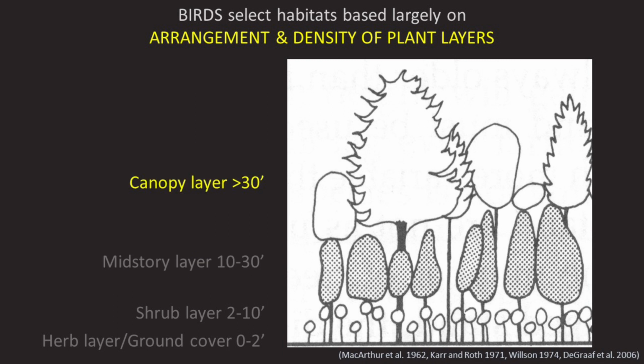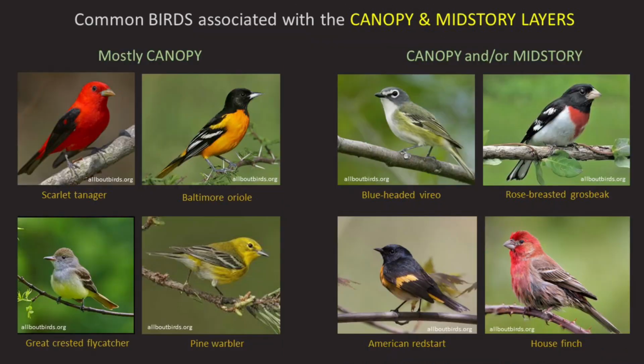And at the very top, we have the canopy layer of tall trees growing 30 feet tall or taller. Each of these layers has a different group of bird species that spend the majority of their time foraging, nesting, or seeking cover in plants within that layer. Some bird species concentrate their foraging and nesting activities within the canopy and the mid-story layers.